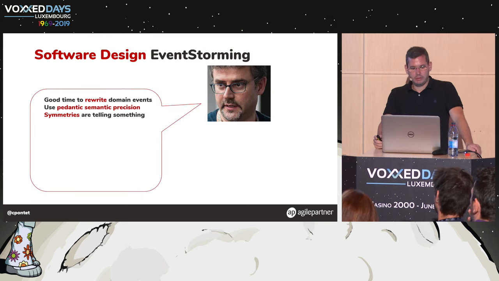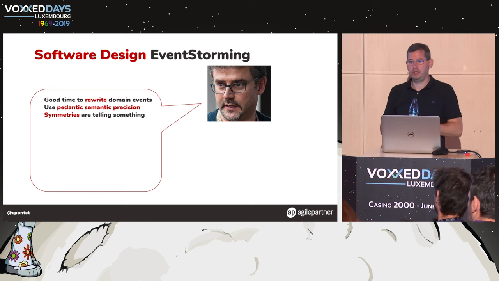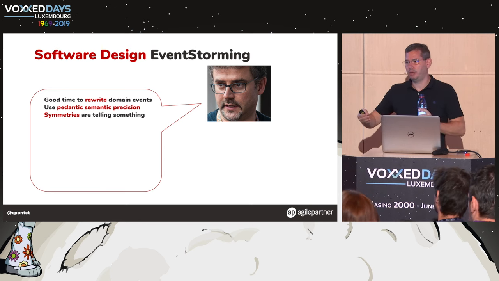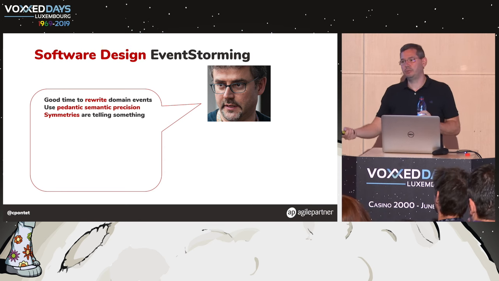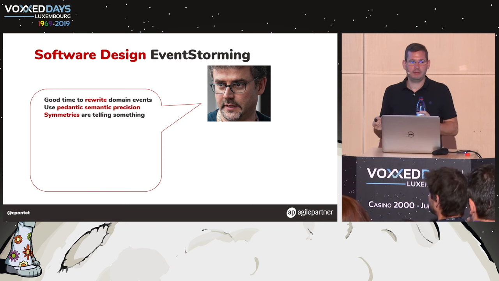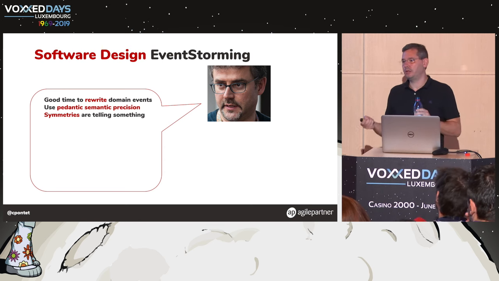Again, you reach this knowledge through software design event storming. It's a good time when you do this to rewrite your domain events, because this will be code. If you say that you have an event that is named that, and you put that in production, changing that name afterwards will be a pain. It will be really painful.